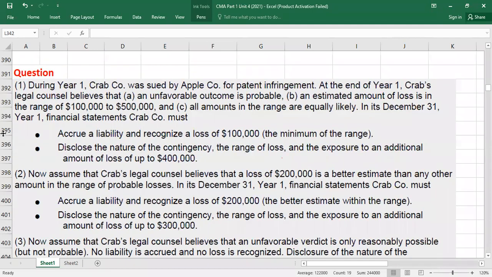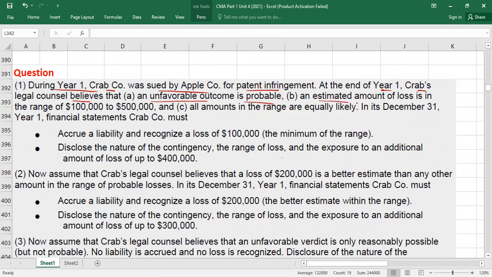I'm reading this question for you. Guys, they're telling you during year 1, Crab company was sued by Apple company. Apple is the claimant here, right? And Crab is the defendant. For patent infringement, at the end of year 1, Crab legal counsel believes that unfavorable outcome is probable. Chances are probable that you have to pay, right?